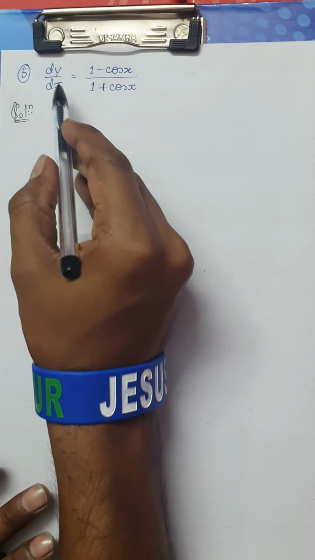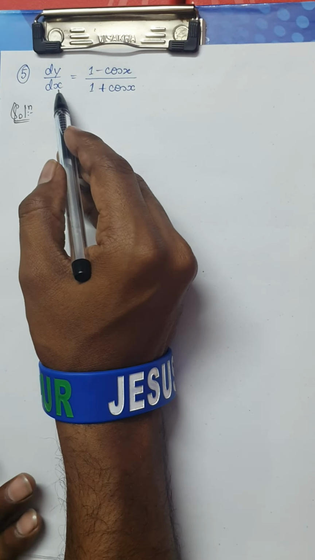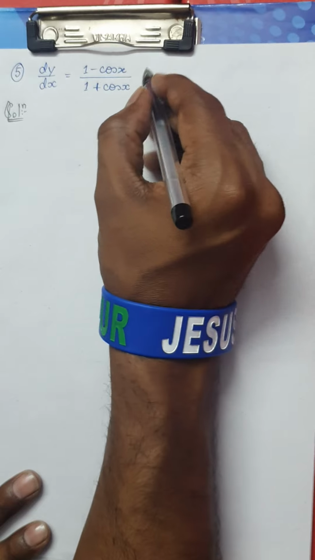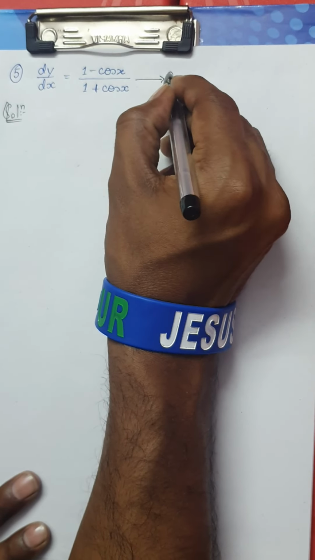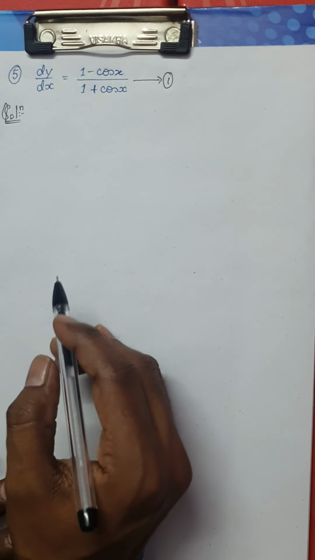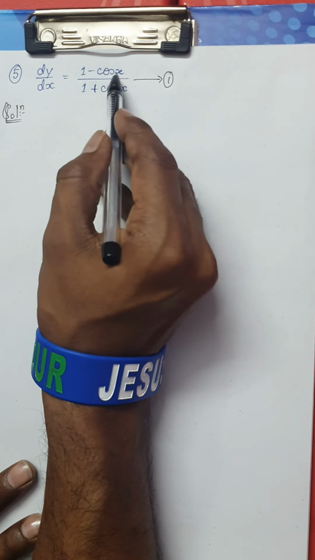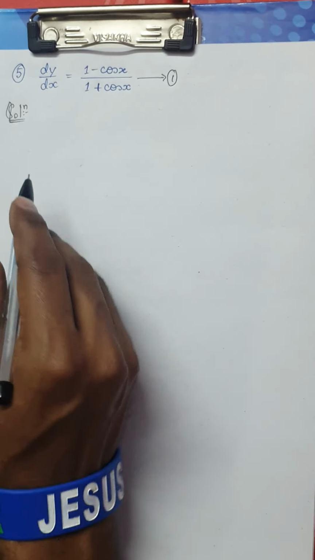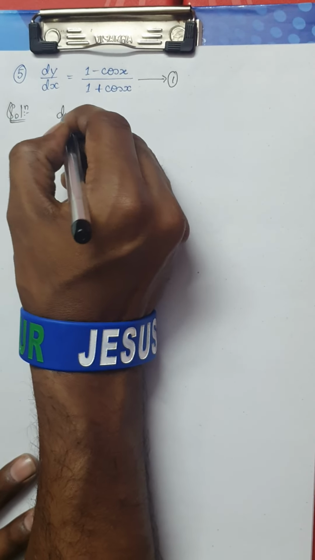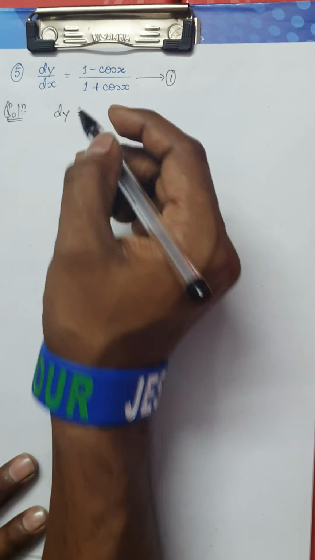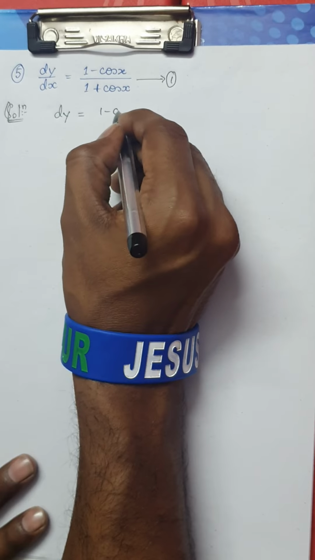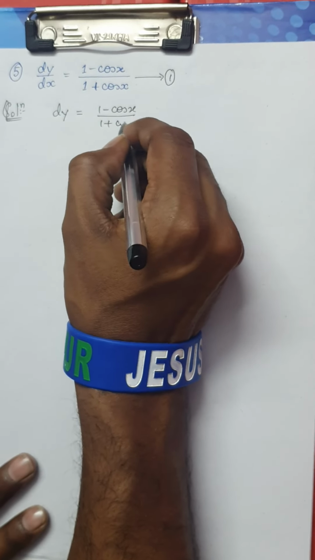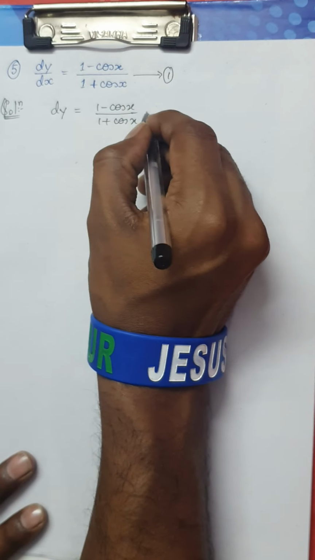Okay, students, the next question we have is dy by dx is equal to (1 minus cos x) divided by (1 plus cos x). Let me consider this as equation 1. You can see both the terms, 1 minus cos x by 1 plus cos x. There are no y terms apart from dy. So I'm going to rewrite this as dy is equal to (1 minus cos x) divided by (1 plus cos x) dx.